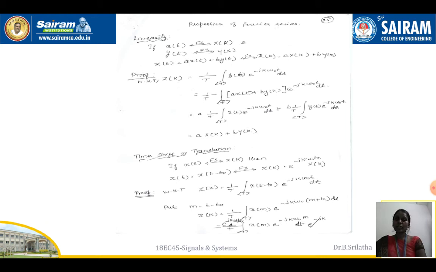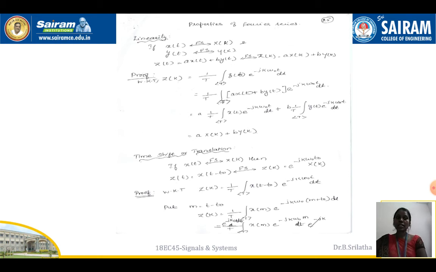What is x of t? Z of t we assumed is the time shifting of the input signal x of t, that is x of t minus t naught. Now for simplification purposes, we can consider t minus t naught as m. I am going to consider t minus t naught is equal to m, which means t is equal to m plus t naught. I am going to substitute this in the above equation.